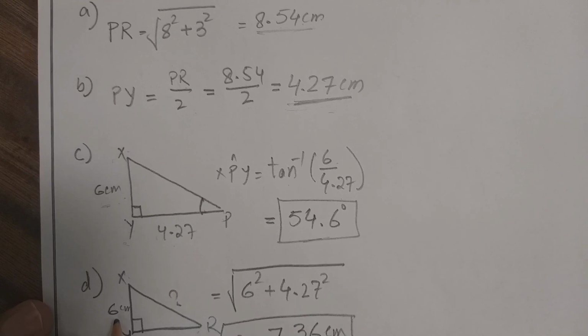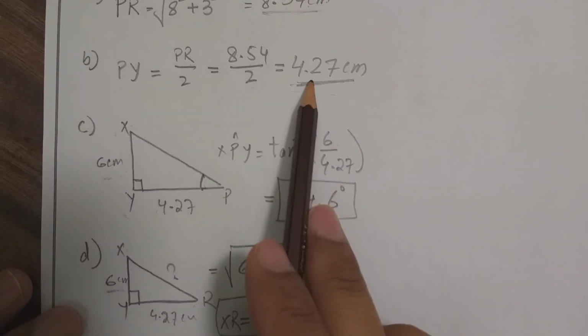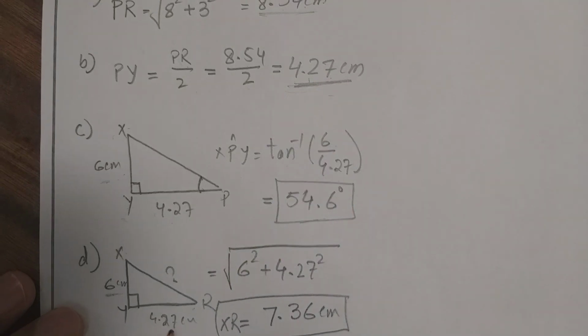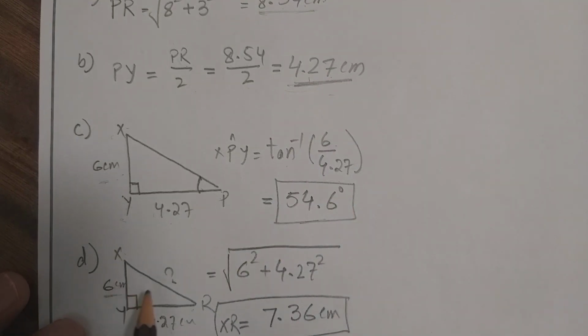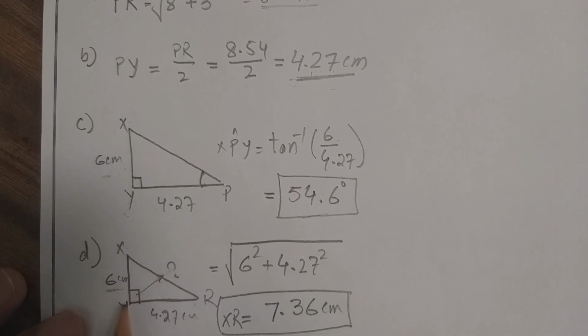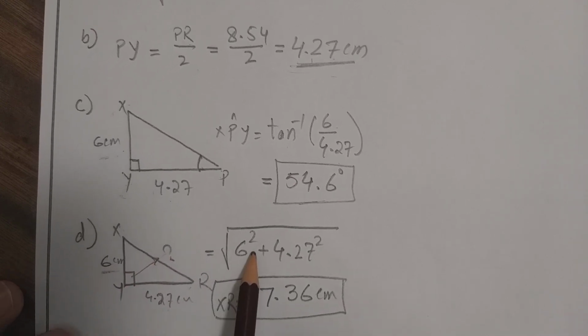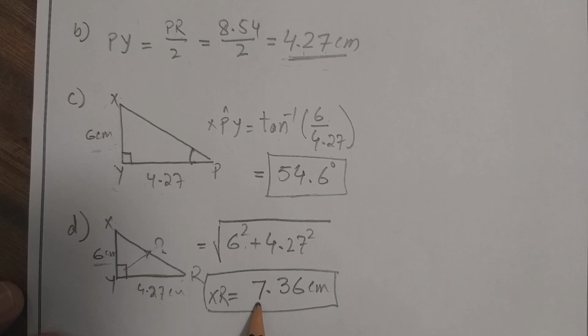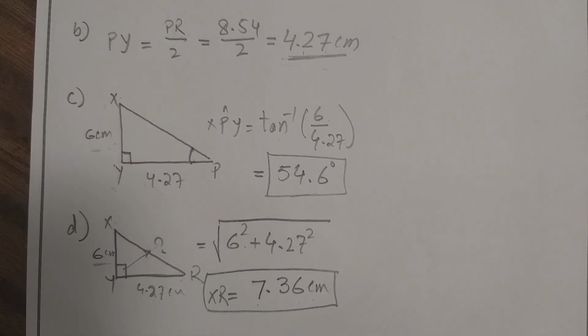XYR. We are given the vertical height 6 centimeter, and we just found here 4.27. So take the square. This becomes the hypotenuse, and 6 square plus 4.27 square, take a square root. You will find the answer 7.36 centimeter. So this is the last question about the topic Pythagoras theorem.